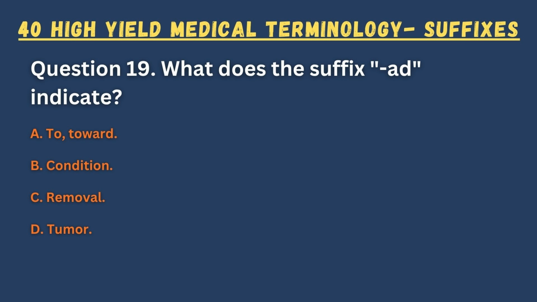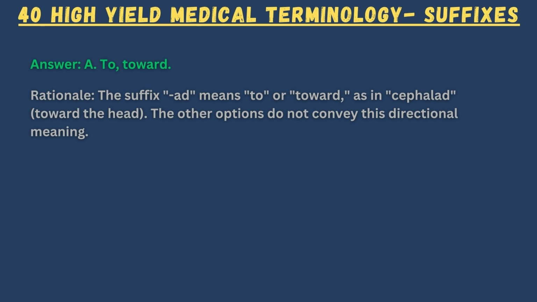Question 19. What does the suffix -ad indicate? A. Toward. B. Condition. C. Removal. D. Tumor. Answer: A, toward. Rationale: the suffix -ad means to or toward, as in encephalad, toward the head. The other options do not convey this directional meaning.